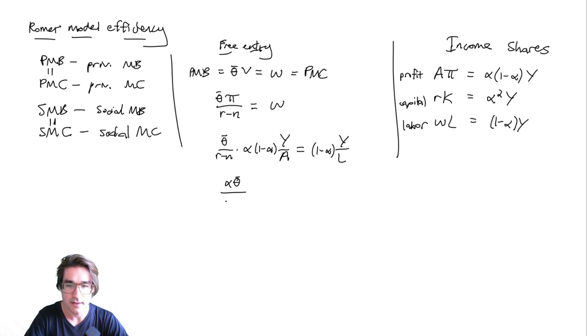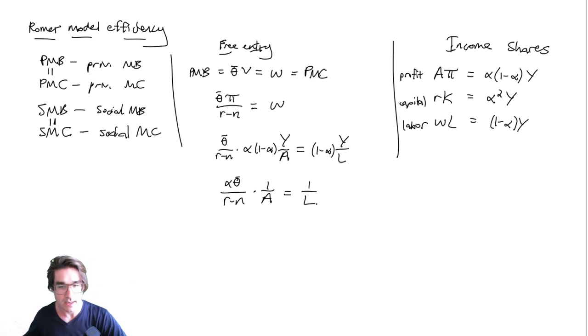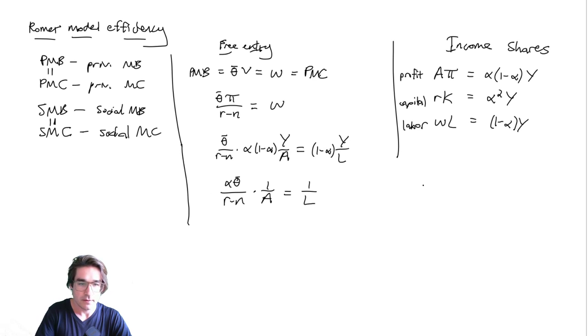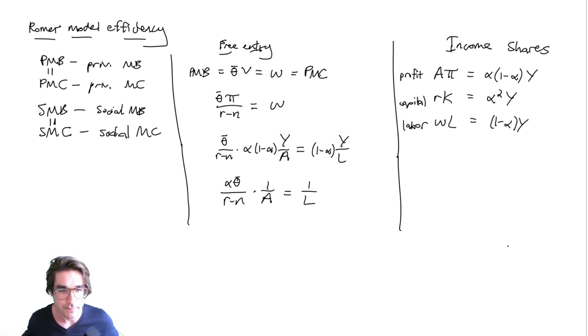So alpha theta bar over l minus n. Still got a 1 over A floating around. That's going to be mildly annoying. And then here we just have 1 over L. So now it's simpler, but it's not clear that it's better. But we're going to get there. All right, let's see what's the best way to do this.